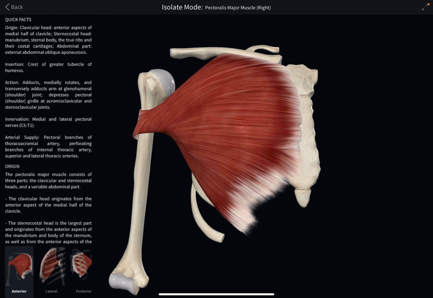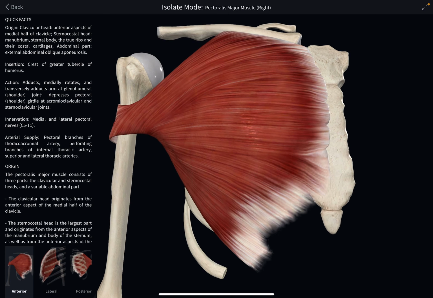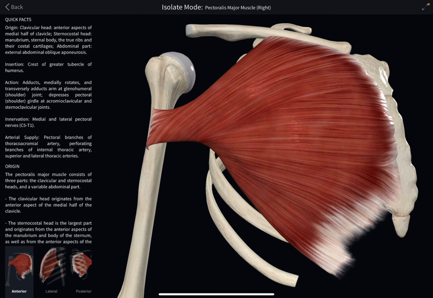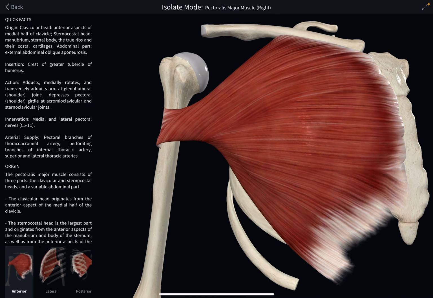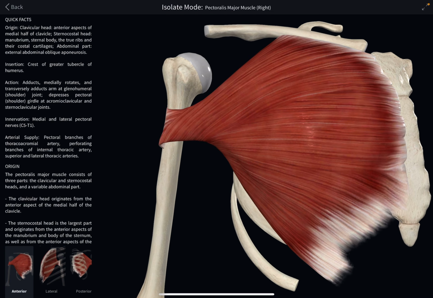When it gets shortened, it will obviously adduct the arm, and because it is inserted to the lateral lip, the contraction will rotate the humerus medially. Therefore, the action of the pectoralis major muscle as a whole is adduction and medial rotation of the arm at the shoulder joint.